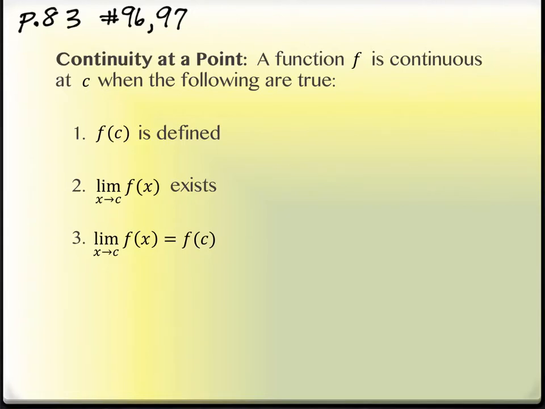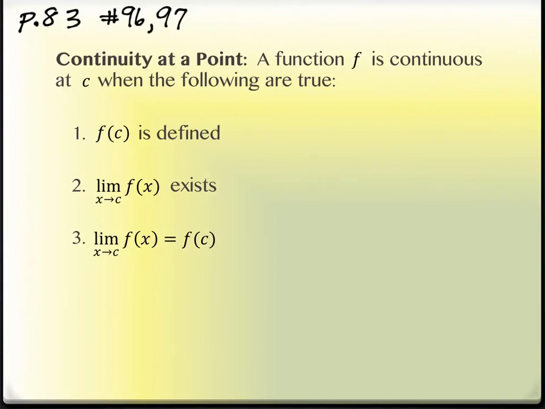Continuity: a function is continuous at a point c when the following are true. The first one is that f of c is defined. From a graphical point, that meant there was a solid filled-in dot and not just an open circle. It meant that there's not an asymptote. So we can't have an asymptote or just an empty circle. The second one: the limit exists. So we actually can't have any jumps happening either for it to be continuous. No jumps is what that's really eliminating.